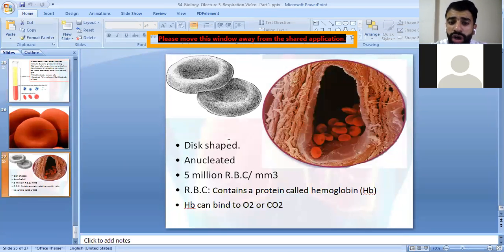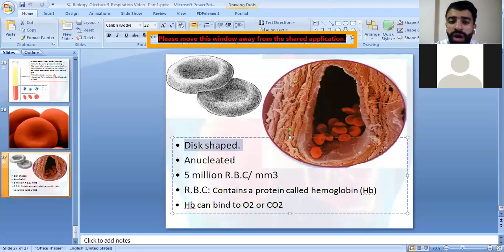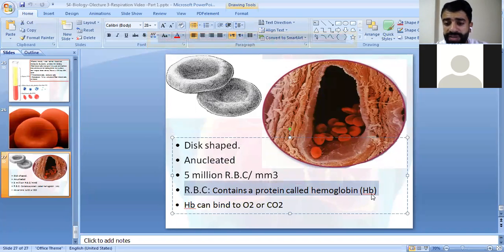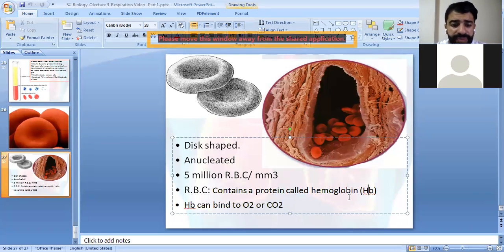The red blood cells are disc-shaped. They are anucleated, meaning that they don't have a nucleus. They are high in number. We have 5 million red blood cells per cubic millimeter. Red blood cells contain a special protein called hemoglobin, of symbol Hb, and we're going to talk about hemoglobin in detail next time. Hb, hemoglobin, combines with oxygen or CO2.